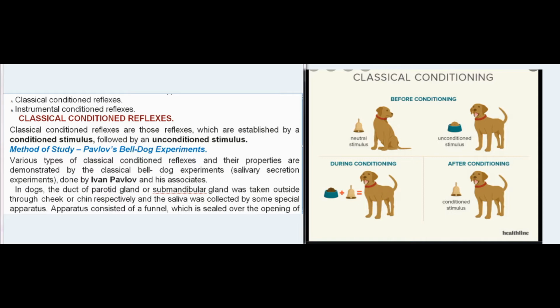Classification of conditioned reflexes. Conditioned reflexes are classified into two types: classical conditioned reflexes, instrumental conditioned reflexes. Classical conditioned reflexes are those reflexes, which are established by a conditioned stimulus, followed by an unconditioned stimulus. Method of study: Pavlov's bell dog experiments. Various types of classical conditioned reflexes and their properties are demonstrated by the classical bell dog experiments, salivary secretion experiments, done by Ivan Pavlov and his associates.